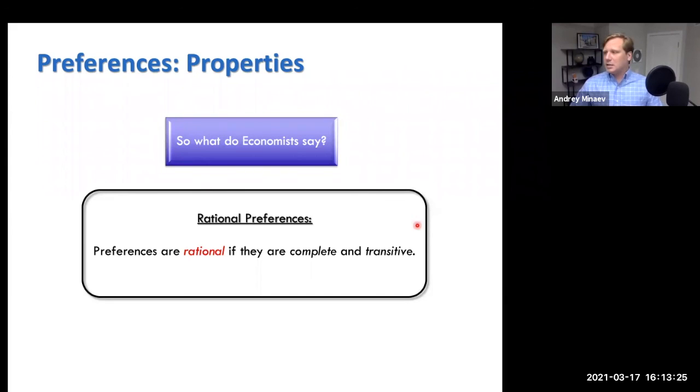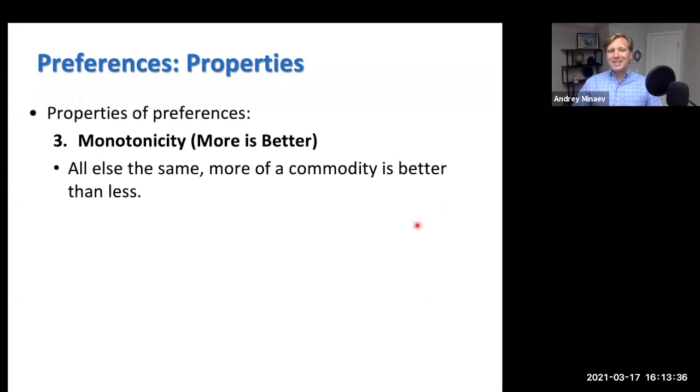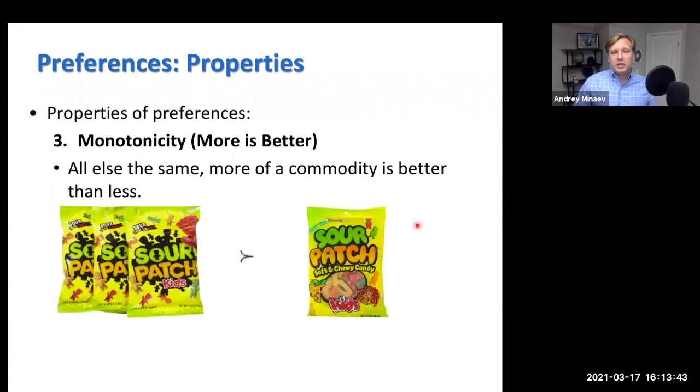So let's discuss a couple more properties that might be important for us in the discussion of consumers' preferences. Another property that we're going to discuss is the so-called monotonicity property, which pretty much just means more is better. I will assume that for me, at least, my preferences are definitely like that: 3 packs of Sour Patch is better for me than 1 pack of Sour Patch. So here, more is definitely better, and that's what we call monotonicity.